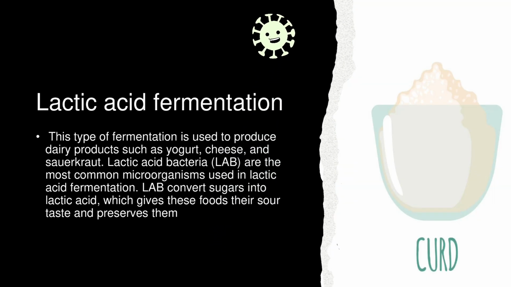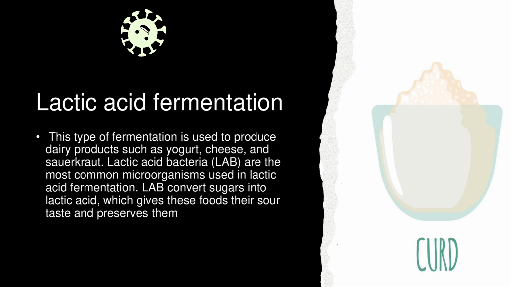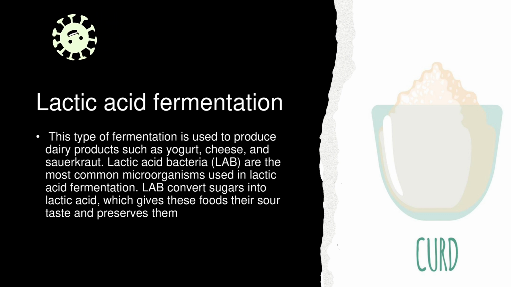Then there is lactic acid fermentation. This type of fermentation is used to produce dairy products such as yogurt, cheese, and sauerkraut. Lactic acid bacteria, LAB, are the most common microorganisms used in lactic acid fermentation. LAB convert sugars into lactic acid, which gives these foods their sour taste and preserves them.